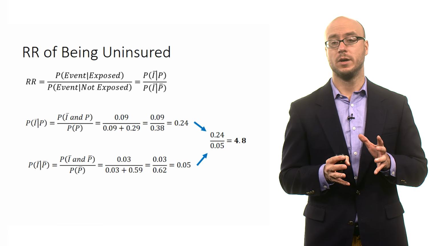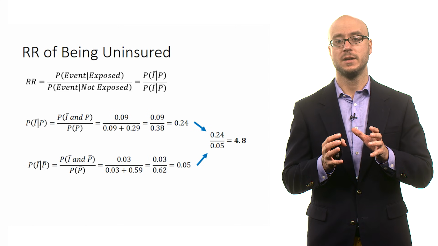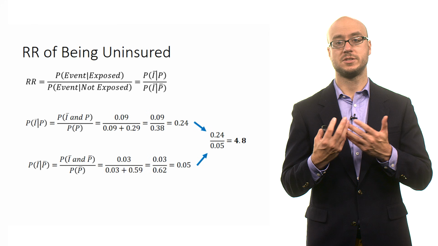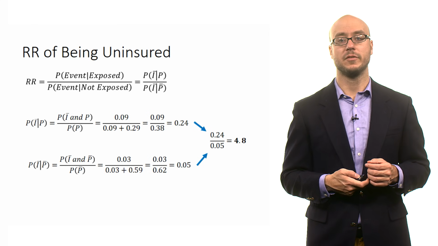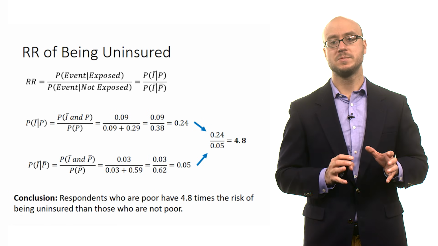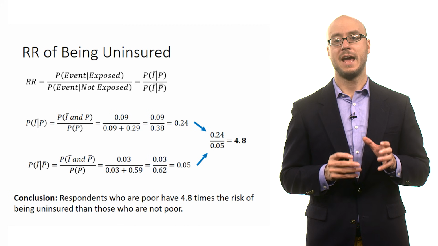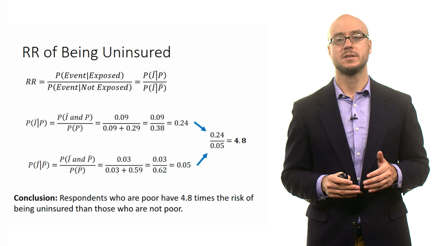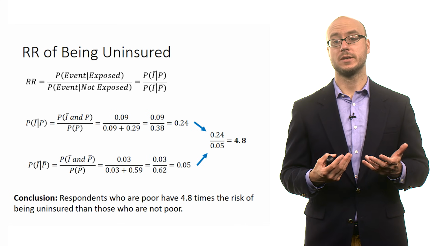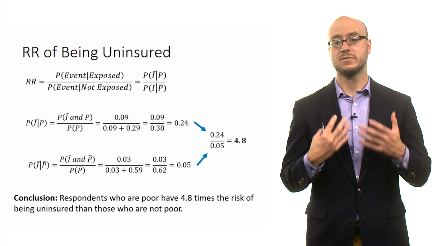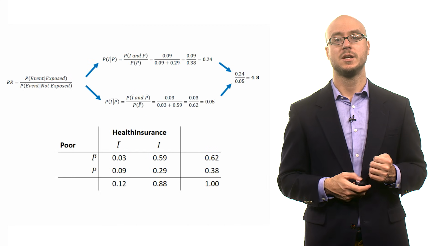Since this is greater than 1, we know that this exposure of living in poverty suggests an association, an increased probability of having no health insurance. So what we can say substantively is that people who are poor, based on this data set, have 4.8 times the risk of being uninsured than those who are not poor. To put it another way, you can say that growing up in poverty is some kind of risk factor for not having health insurance.